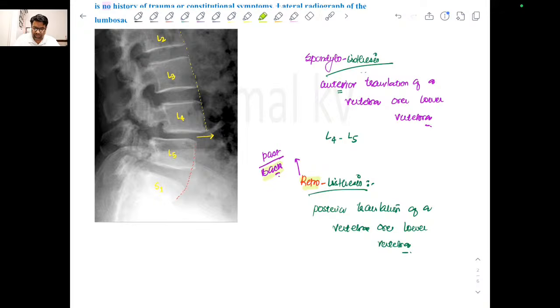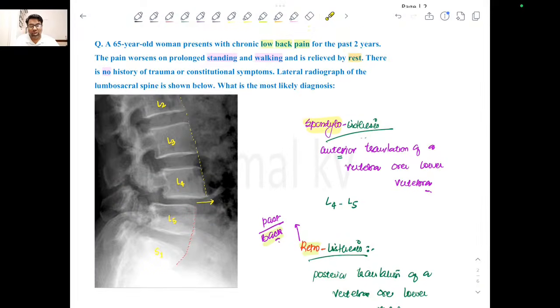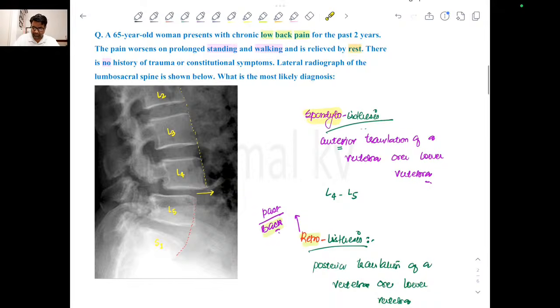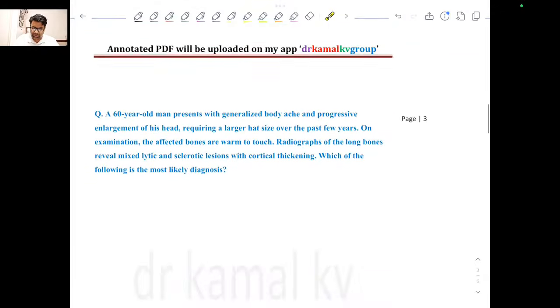So there are two terms, spondylolisthesis and retrolisthesis. Please don't mix up. It is very easy to diagnose. If it's going anteriorly, spondylolisthesis. If it is going posteriorly, it is retrolisthesis, right? So this is how you should solve this kind of question. So this is about spondylolisthesis. Then moving forward to the next question.